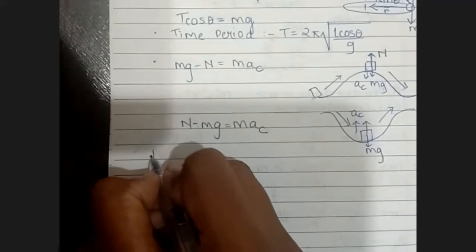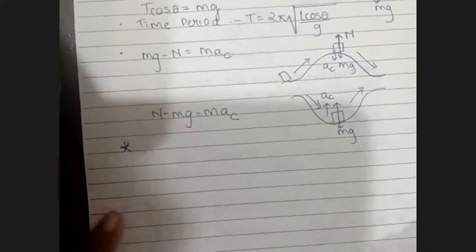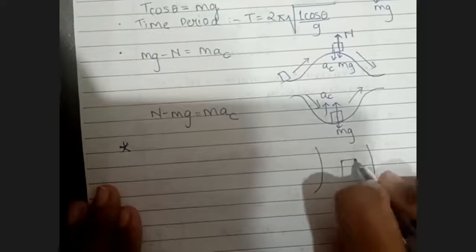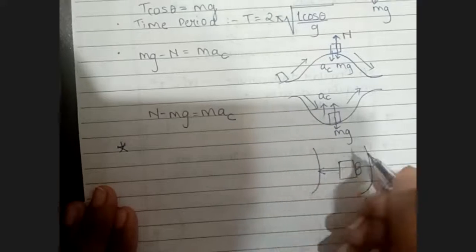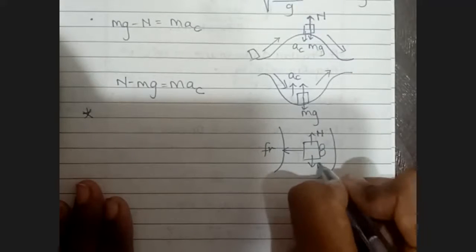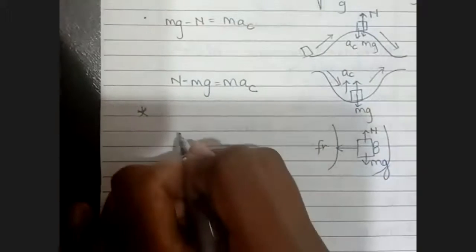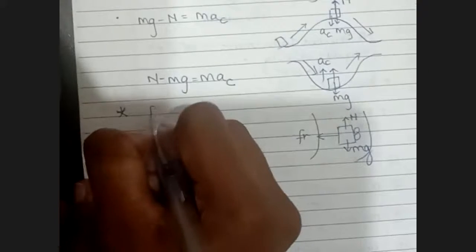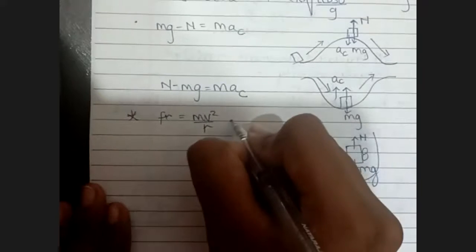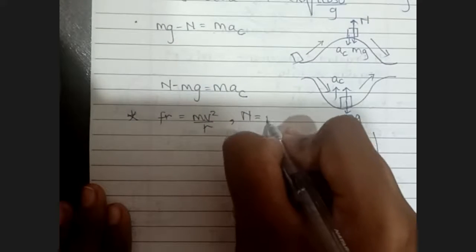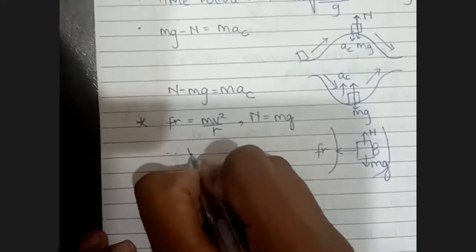Now a car traveling in a circular path. So a car is traveling in this direction, there will be friction acting upon it. Upwards, there will be normal reaction acting upon it, and downwards, the mg. So in this, friction will be equal to mv square upon r, and normal reaction will be equal to mg.